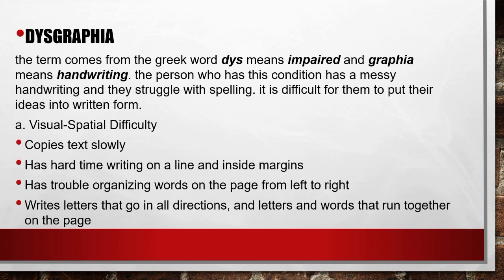So these are the common characteristics of dysgraphia. A is the visual spatial difficulties. It includes slow text copying, difficulty writing within the lines and margins, trouble organizing words on the page like left to right, and lastly, illegible handwriting with letters and words running together.